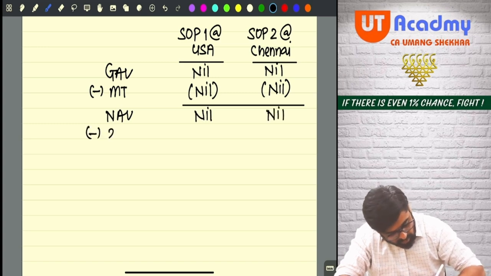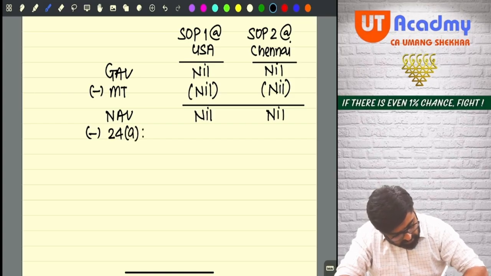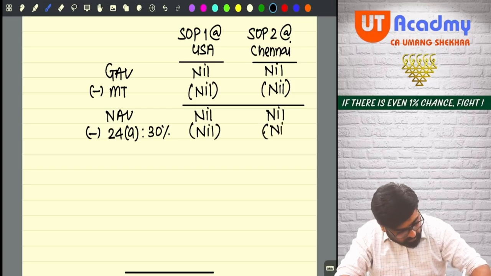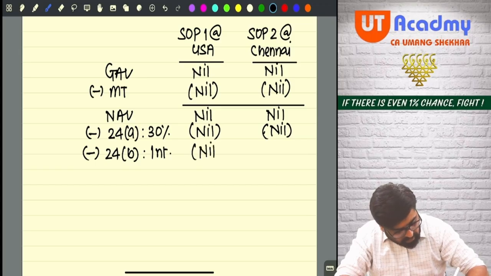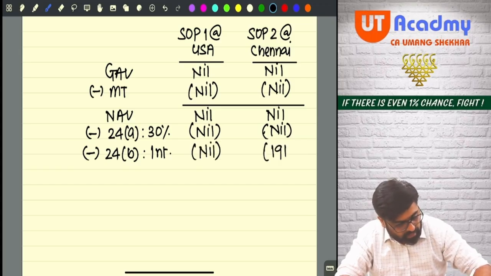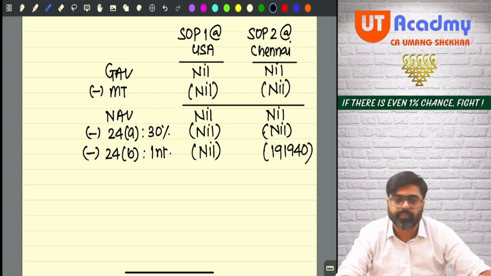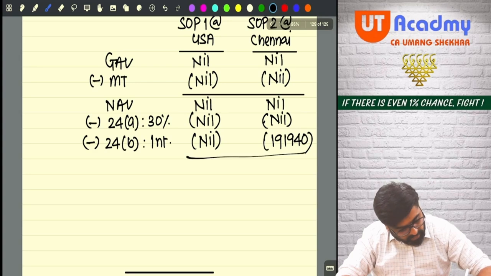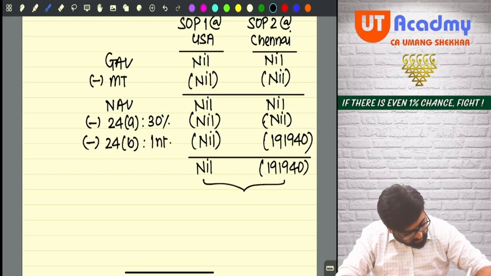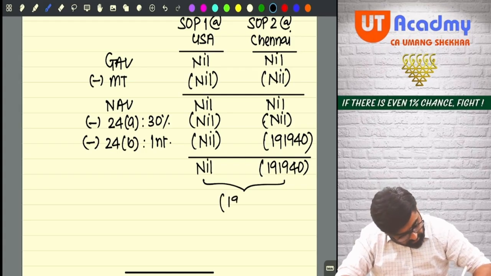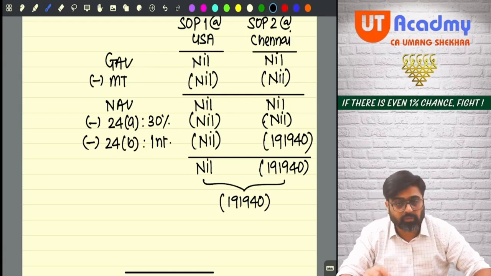And out of that, 24 clause A, 30% standard deduction, that is also not available here. And here also it is not available. And next one will be 24 clause B, that is interest on housing loan. For this property there was no interest, but for this property we have calculated 1,91,940. Sure? So this will be finally how much? This will be nil and this will be minus 1,91,940. So both taken together, now my loss will be 1,91,940. This is loss under the head house property.